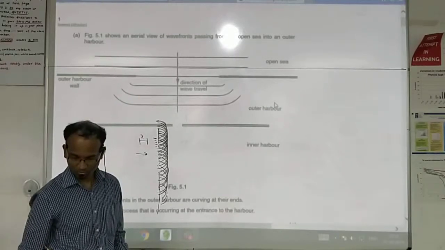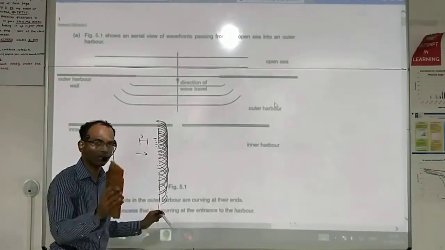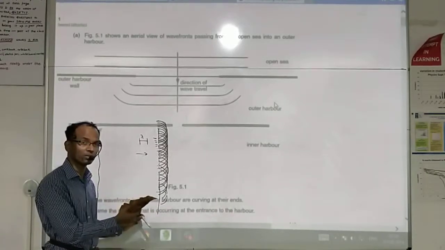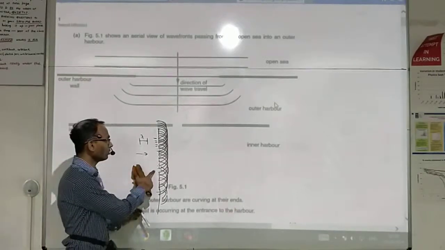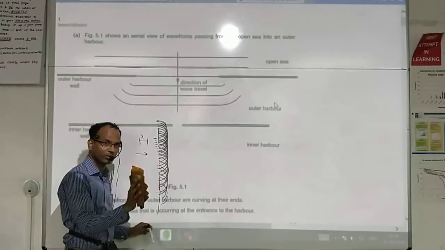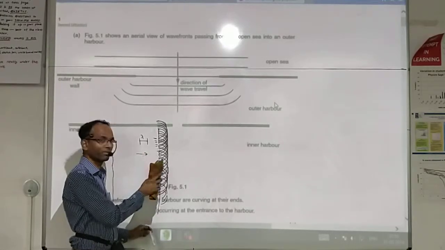So now let us see the effect of the gap. Wait a minute, please. Let me explain everything, then I will take a question. You are just wasting time. I have just shown you how to draw the new wavefront from the previous wavefront. Now let us see the effect of gap size related to the wavelength.